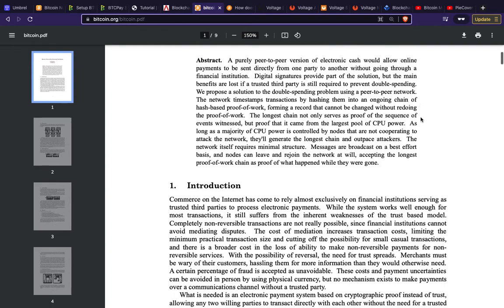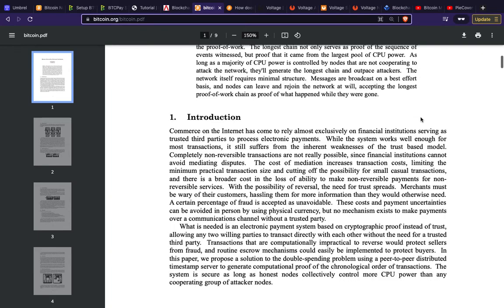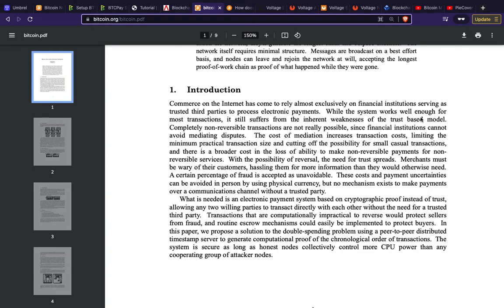And over here, they said, commerce on the internet has come to rely almost exclusively on financial institutions serving as trusted third parties to process electronic payments. While the system works well enough for most transactions, it still suffers from the inherent weaknesses of the trust-based model. You have to have trust in the system.